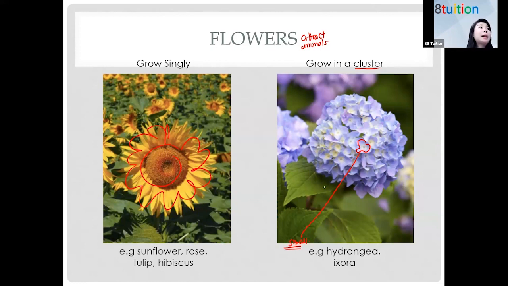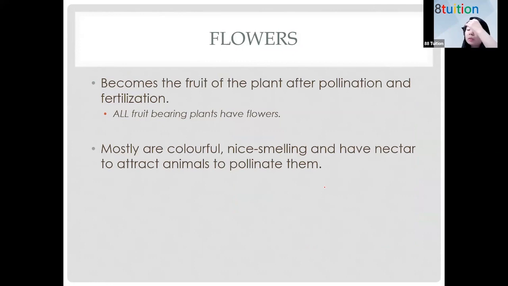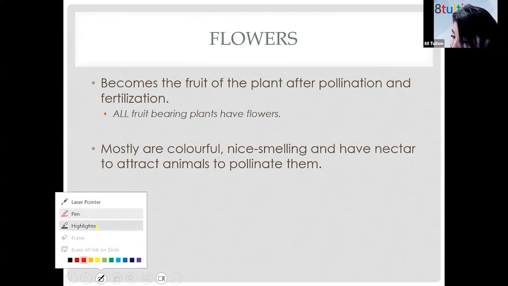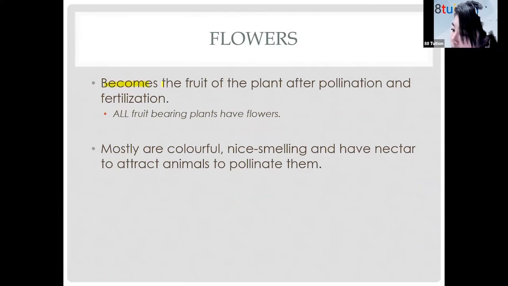So remember flowers, how I classify them? They can either be plants with flowers that grow singly or plants with flowers that grow in a cluster. That's all for flowers. I'm going to move on. This is a brief introduction into the function of flowers. Basically, the flowers become the fruit after pollination and fertilization. Pollination and fertilization are processes of reproduction.